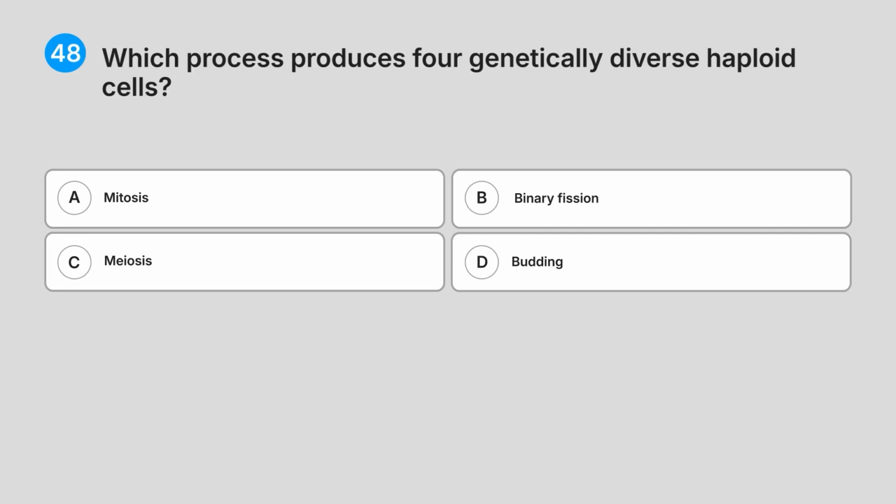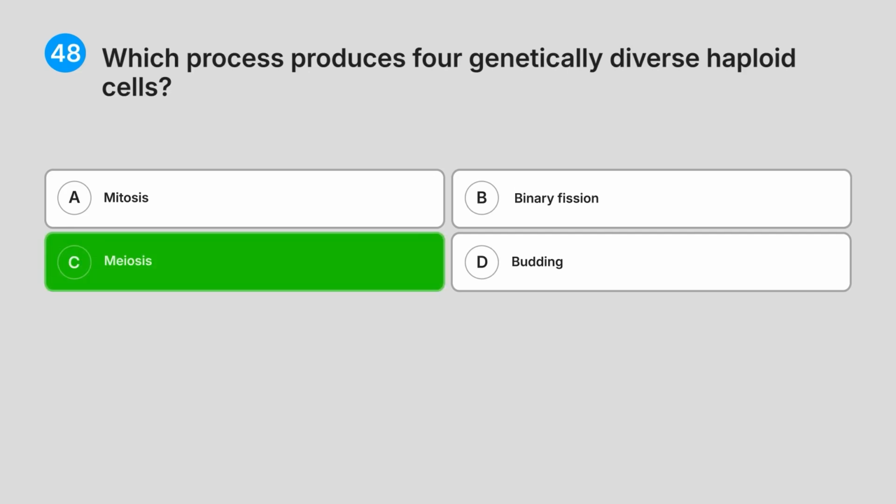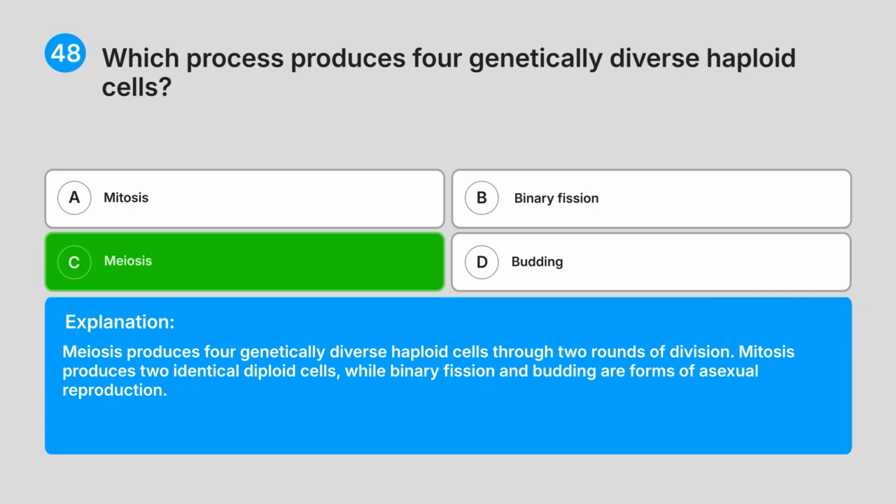Correct answer, C. Meiosis. Explanation. Meiosis produces 4 genetically diverse haploid cells through 2 rounds of division. Mitosis produces 2 identical diploid cells, while binary fission and budding are forms of asexual reproduction.